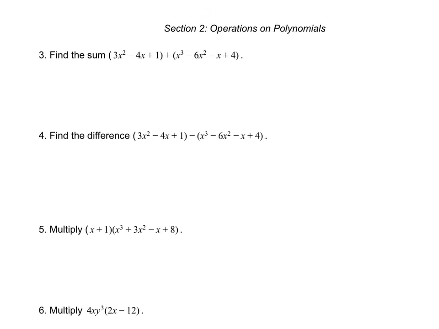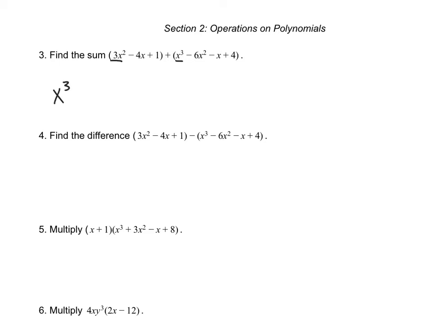Section 2, we were doing operations with polynomials, specifically addition, subtraction, and multiplication. So the first example is addition. So we have 3x squared minus 4x plus 1 plus x cubed minus 6x squared minus x plus 4. So when you're adding polynomials, you can just ignore the parentheses and combine like terms. So I always start with the greatest degree, which in this case is x cubed. It doesn't have a like term, so it stays x cubed.